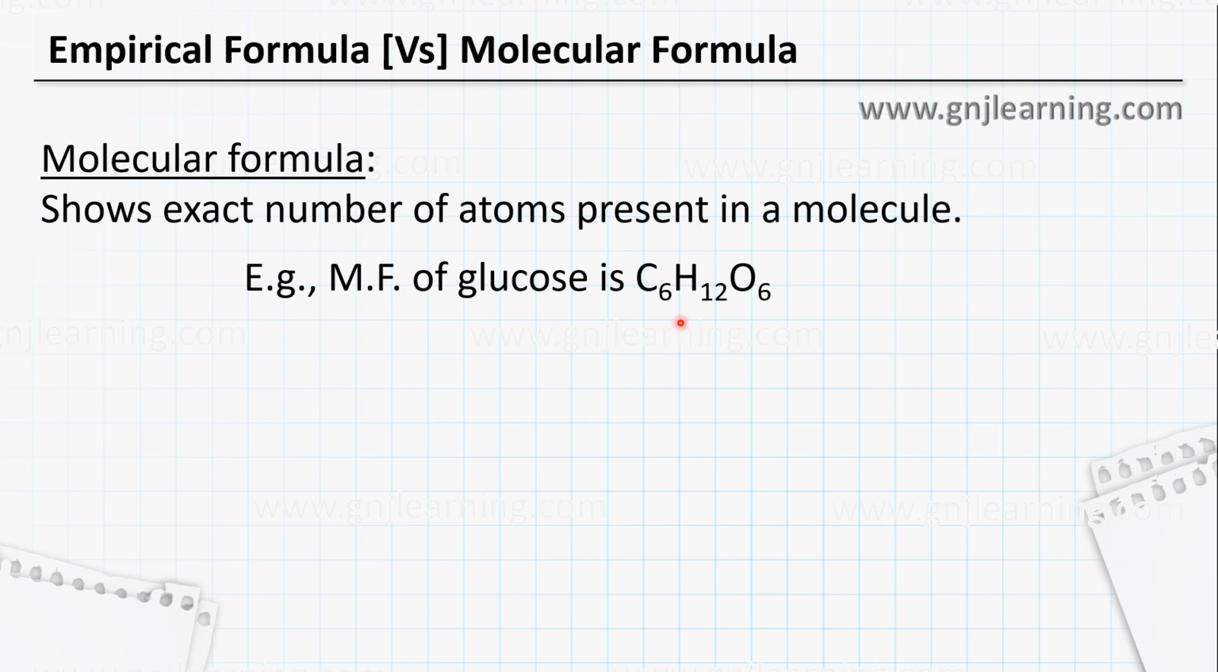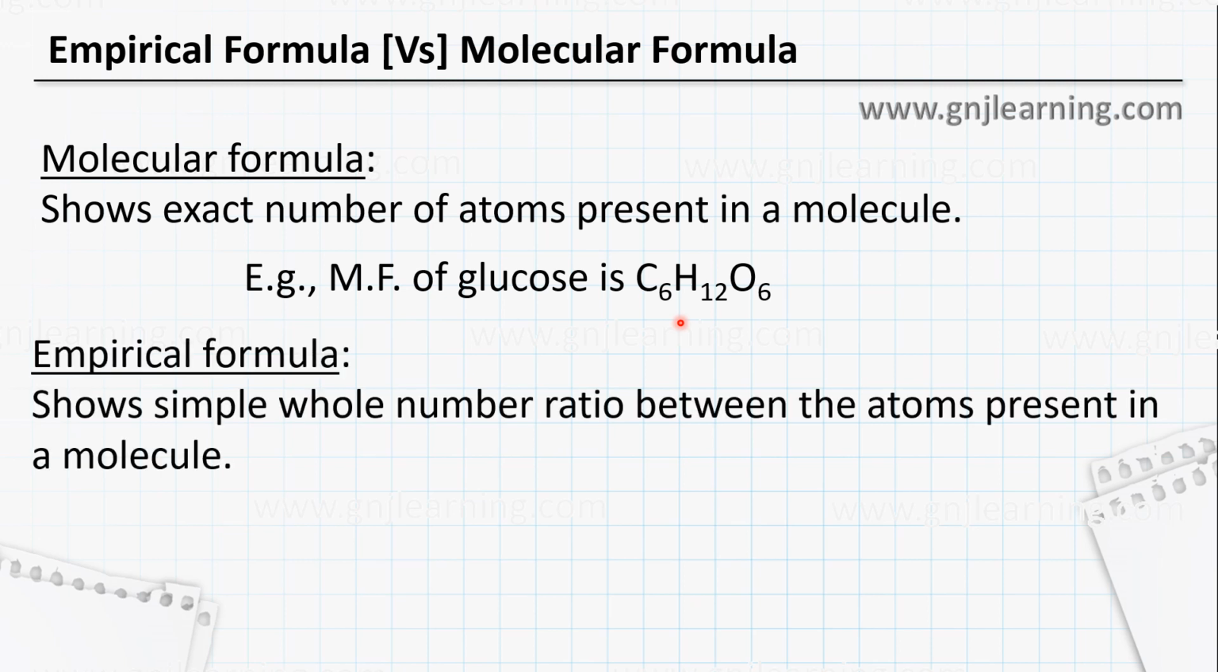But unlike molecular formula, empirical formula shows their simple whole number ratio, the simple whole number ratio of atoms present in a molecule. So that's the difference between empirical formula and molecular formula. Molecular formula actually shows all the atoms present in a molecule, whereas empirical formula shows just the whole number ratio between them.